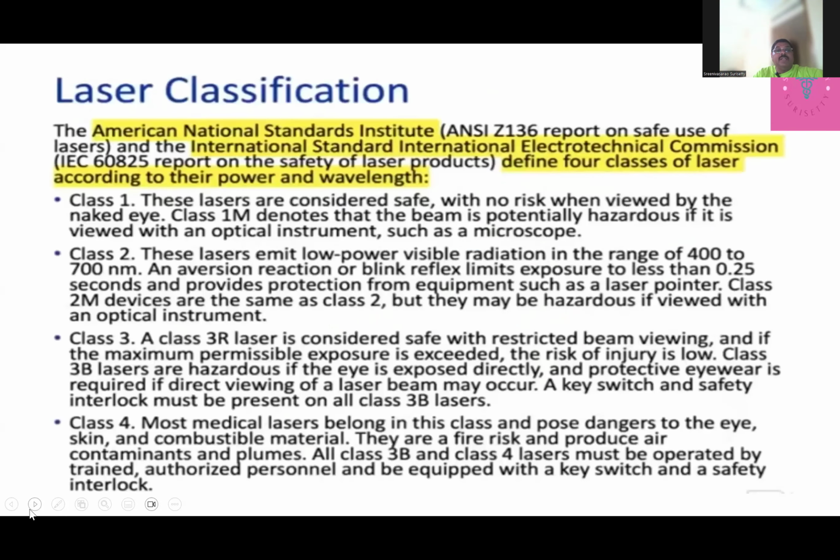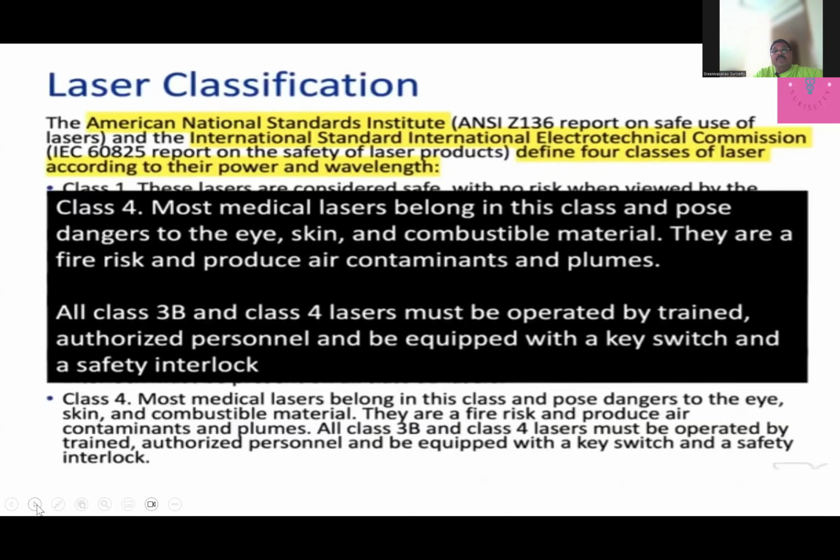So laser classification is by the American National Standards Institute and also the international standards of the International Electrotechnical Commission. They divide lasers into four classes: class one, class two, class three, and class four. Most medical lasers belong to class four and pose dangers to the eye and skin and combustible material. They are a fire risk and produce contaminants and plumes. All class 3B and class 4 lasers must be operated by trained authorized personnel and equipped with a key switch and a safety interlock.